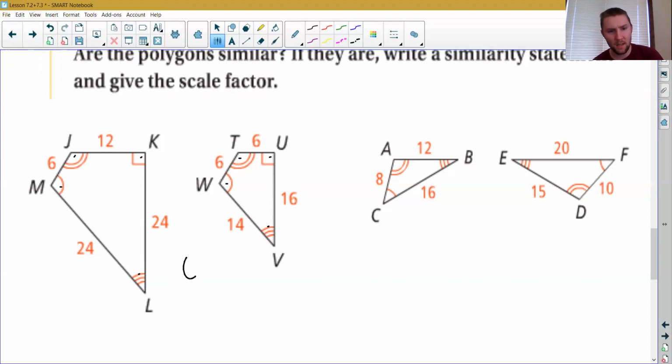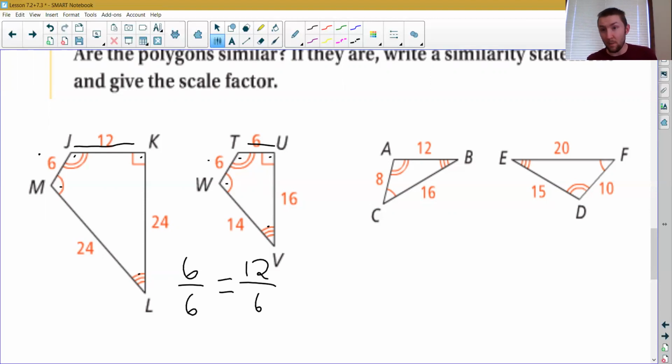MJ is 6. And that gets paired up with TW or WT over here. That's also 6. Okay, so this is one of my ratios. 6 to 6. All right, 6 to 6. If I go to the next side, let's say I'm just going to do the top here, JK to TU. JK goes with TU. That would be 12 to 6, right? 12 to 6. Are these fractions equal? Is 6 over 6 the same as 12 over 6?